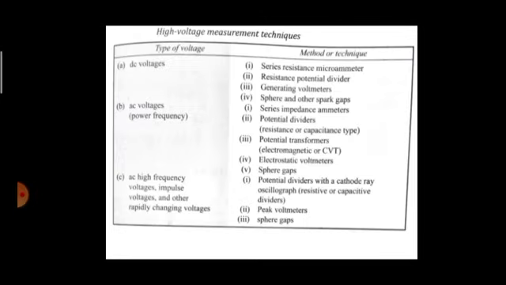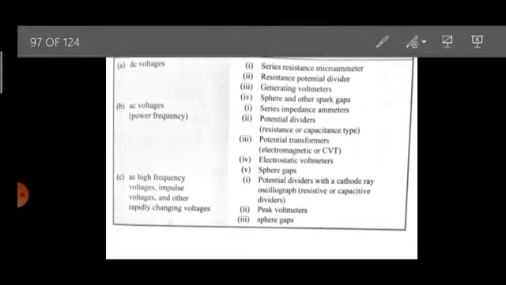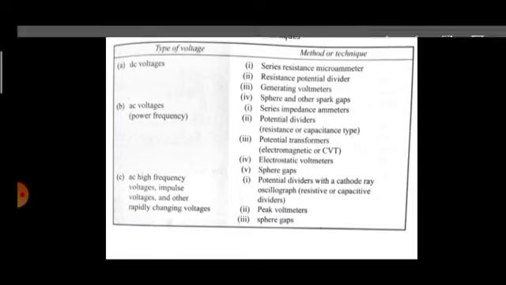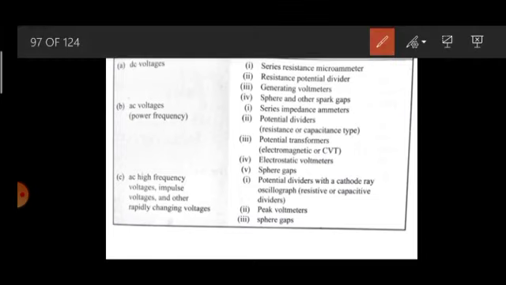Now, talking about the techniques for high voltage measurement, there are different techniques. The methods used to measure HVDC include the series resistance micrometer, the use of potential dividers, and generating voltmeters. We can use sphere and other spark gaps to measure HVDC voltages.